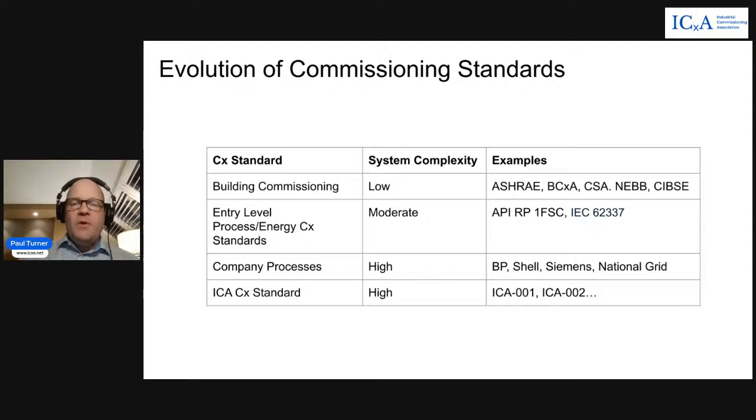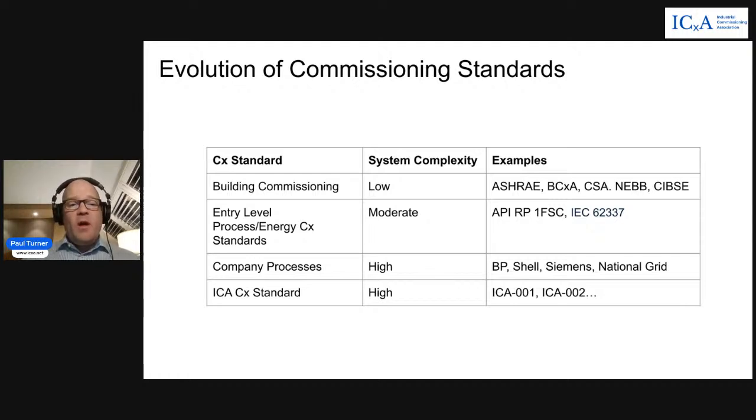So then a few years ago, maybe over 10 years ago, there's been some development of some additional standards. These would be your entry-level commissioning processes for process systems or energy commissioning standards for maybe a moderate level of complexity. This would be your API RP 1FSC or IEC 62337. Now, these are good entry-level documents that give you a bit of a taste of what commissioning is, but if you really dig into some of these standards, they're incomplete and they don't cover all of the commissioning process. So they're still applicable for maybe moderate complexity systems, and you can get by with some of these systems, but they don't necessarily cover all aspects of commissioning.